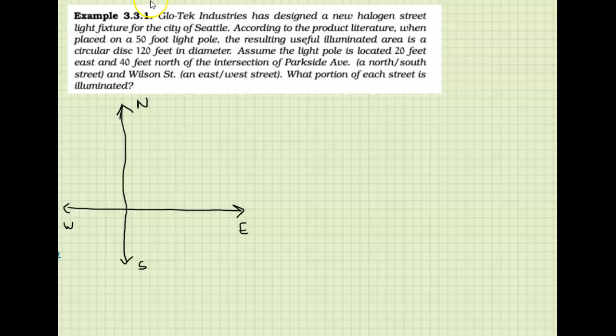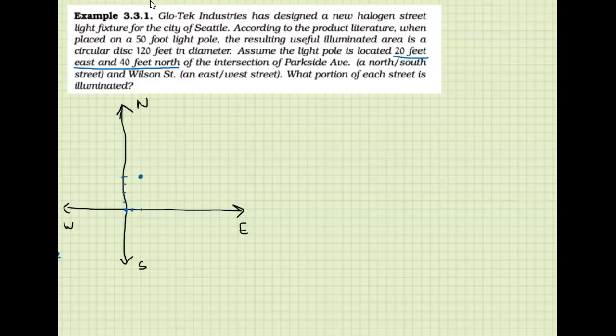It tells us the location of where this light pole is. The light pole is located 20 feet east and 40 feet north from the intersection, so this is the intersection of the two streets. If I go 20 feet east, say each of the markers is 10 feet, and 40 feet north, this is where my light pole is. Now this is in 3 dimensions. We don't need to draw the third dimension, but imagine the light pole is kind of coming towards you.